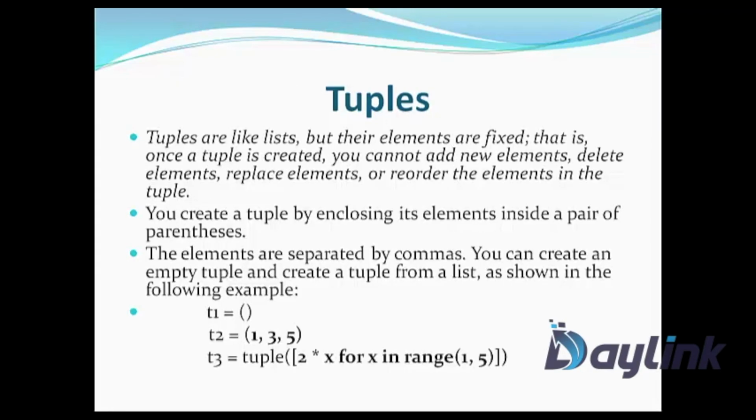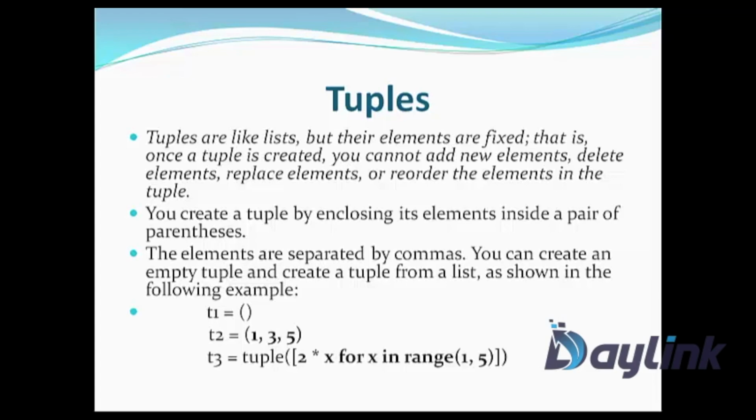Tuples are like lists, but their elements are fixed. That is, once a tuple is created, you cannot add new elements, delete elements, replace elements, or reorder the elements in the tuple. You create a tuple by enclosing its elements inside a pair of parentheses. The elements are separated by commas. You can create an empty tuple and create a tuple from a list. If the content of a list in your application should not change, you can use a tuple to prevent elements from being added, deleted, or replaced accidentally.